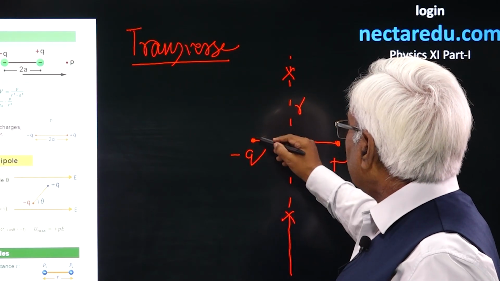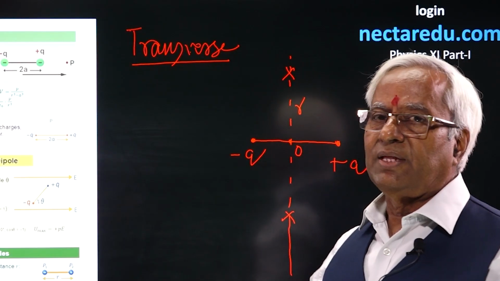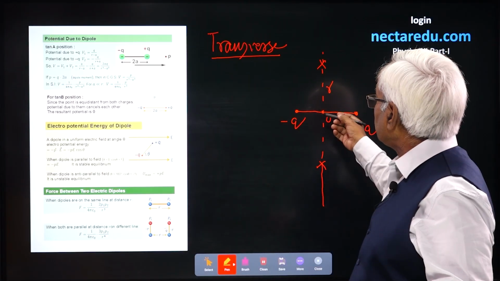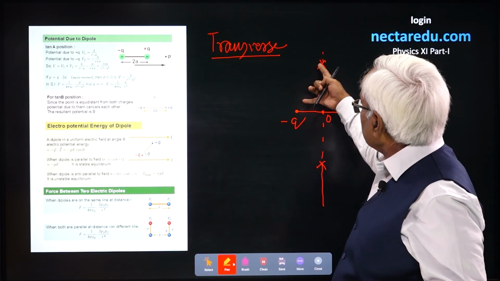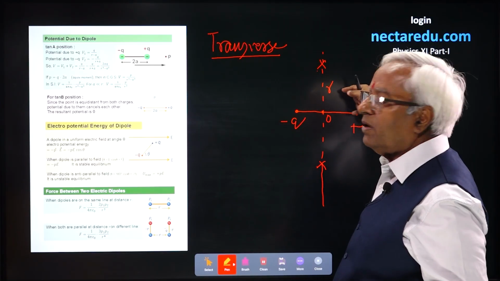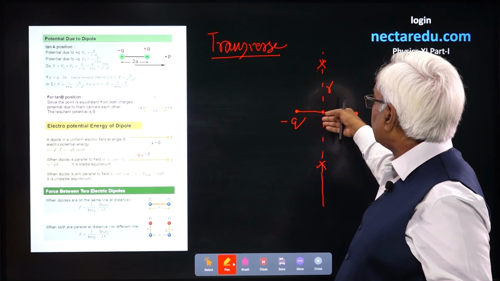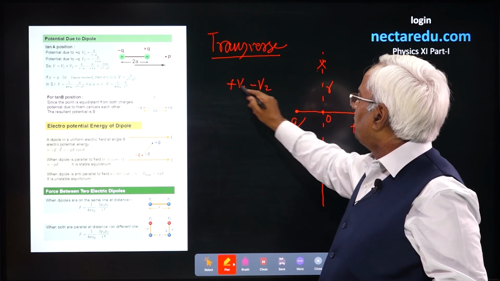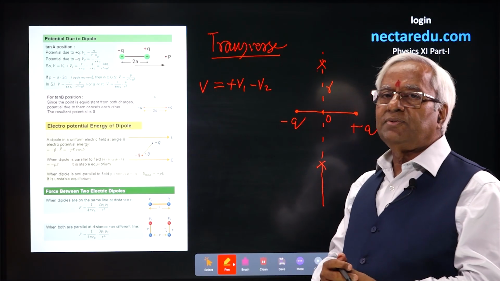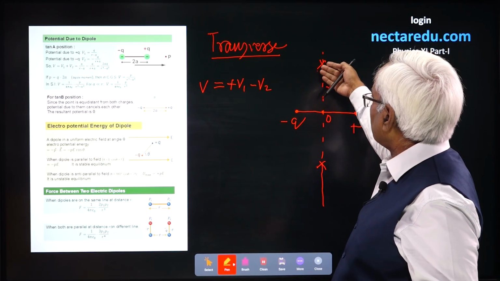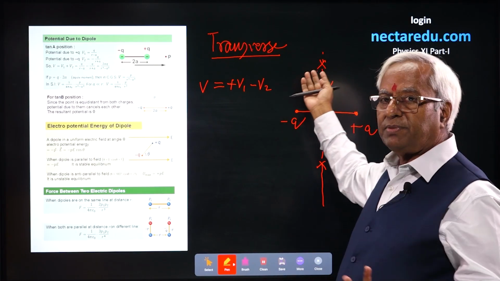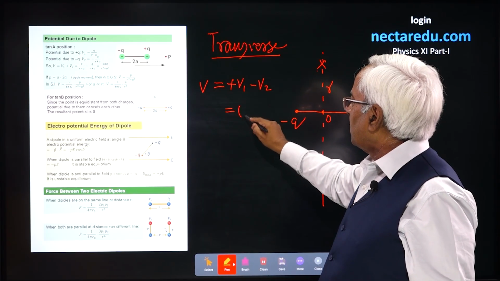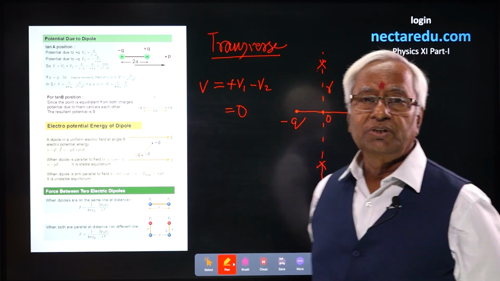Both the charges are equidistant, at the same distance, and they have the same value. Then they will obviously produce the same potential, because this distance and this one are equal. It is on the perpendicular bisector. So plus V1 minus V2 becomes the total potential. V1 you might consider because of one charge, V2 because of the other, but both are equal and opposite. That's why the net potential shall be equal to 0.